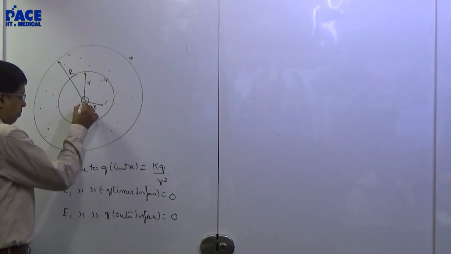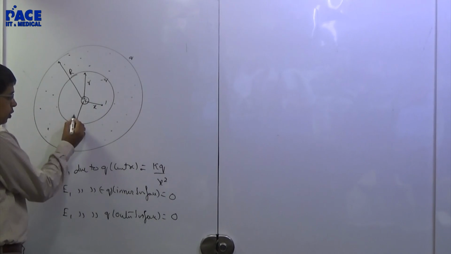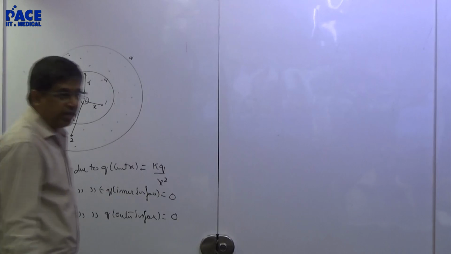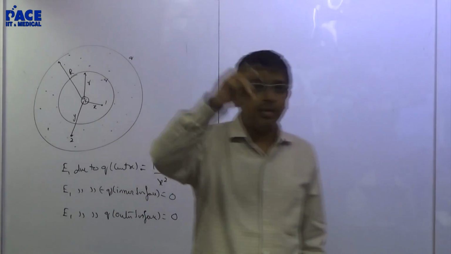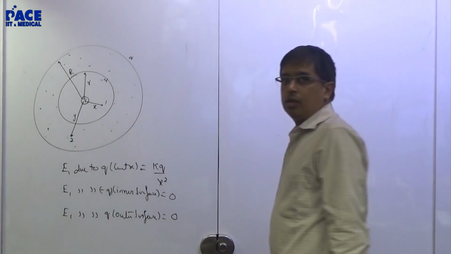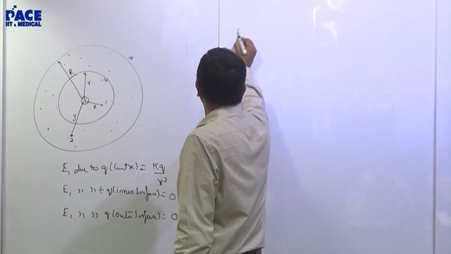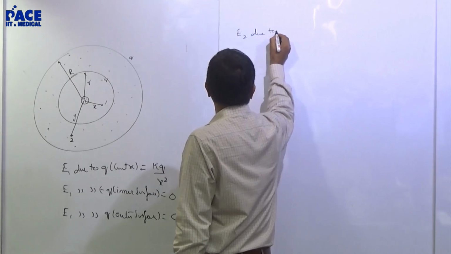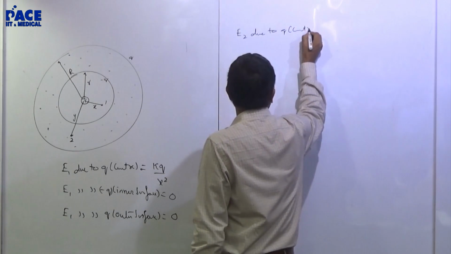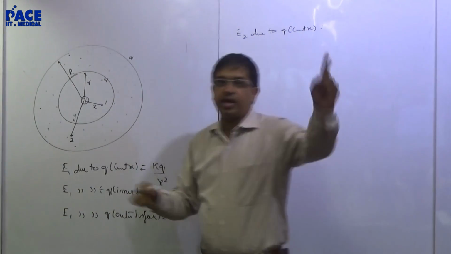Now come to the second point. I am selecting a point 2 at a distance of y from the center. Point 2 is inside the metal. Now field at 2 due to Q at center. The point 2 is inside the metal.